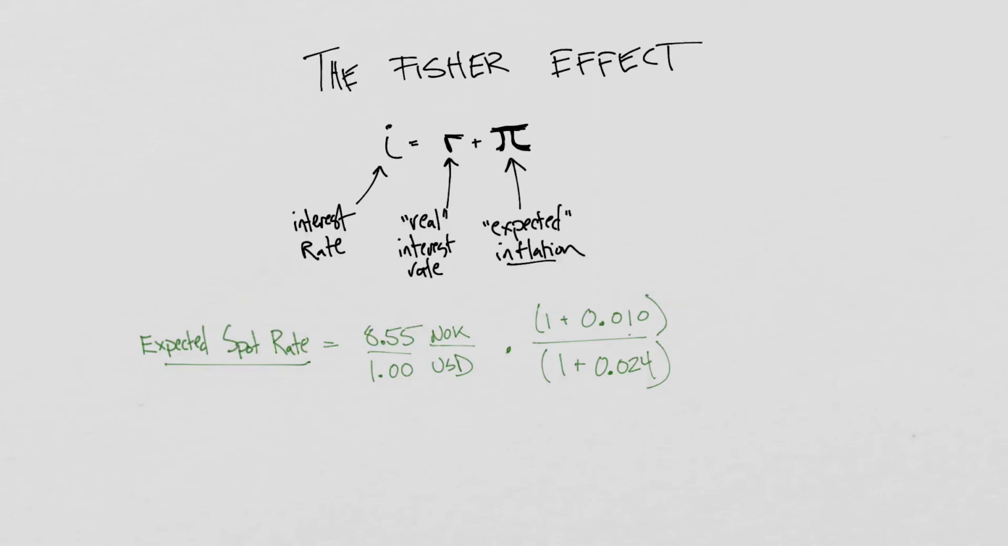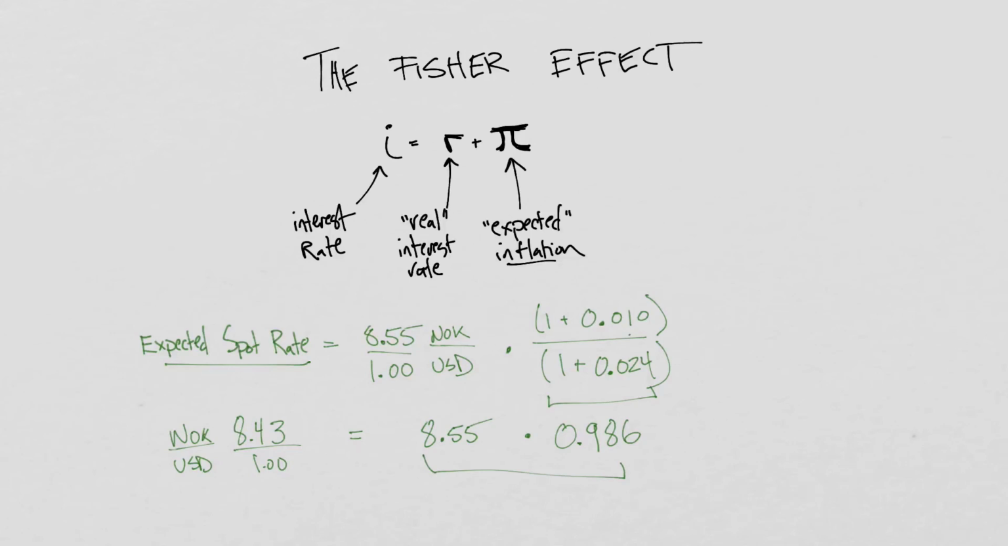If we simplify this number here, what we get is 0.986, and then multiply that by the current exchange rate. That gives us an expected spot rate 1 year from now for the Norwegian kroner of 8.43 kroner to the USD.